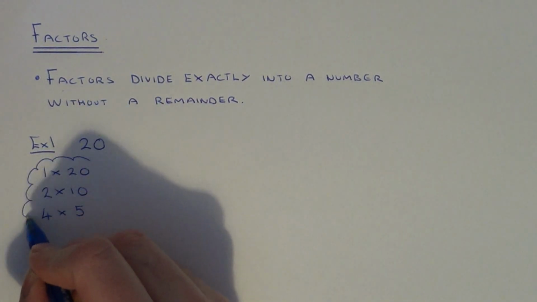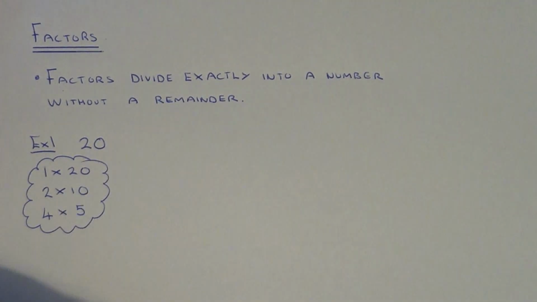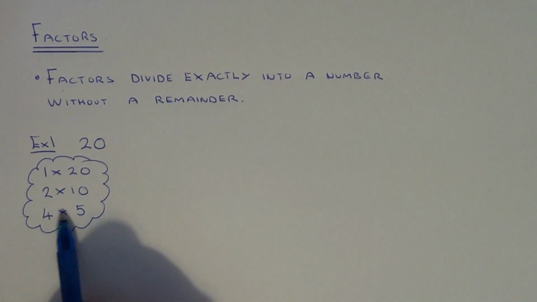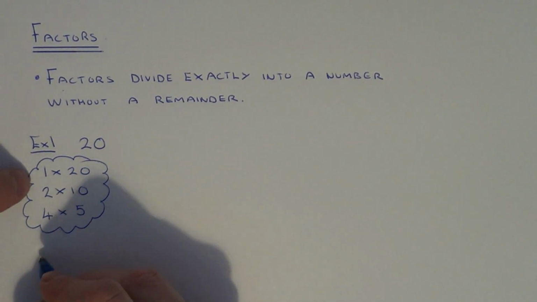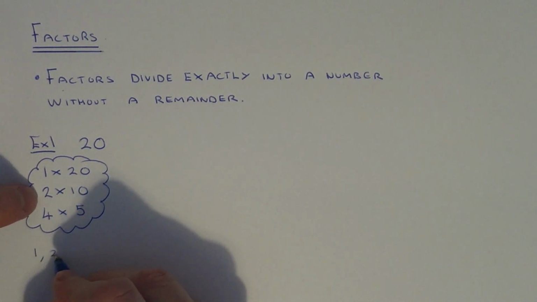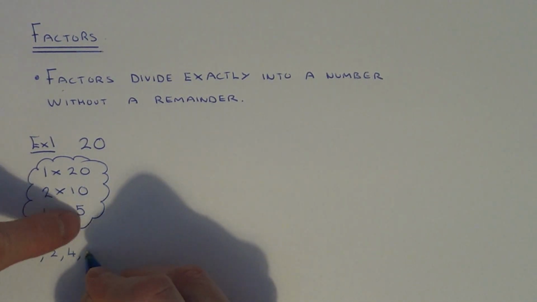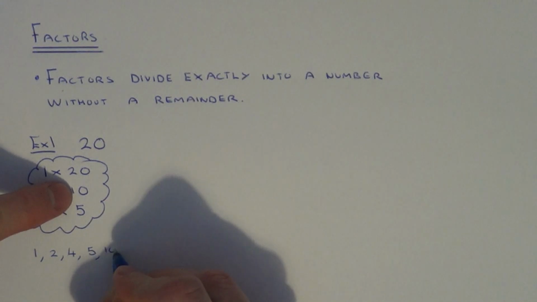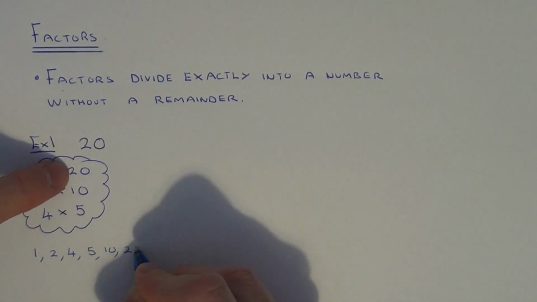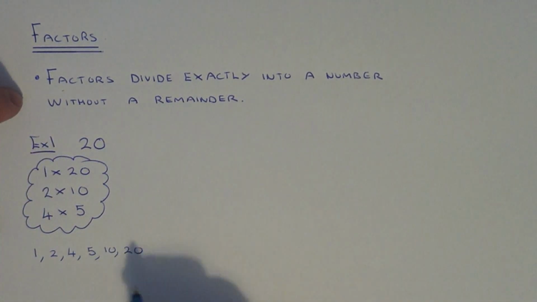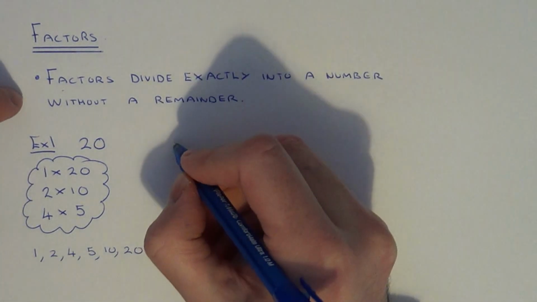So we have 3 factor pairs of 20. So all these numbers here are the factors. So 1's a factor, 2's a factor, 4's a factor, 5's a factor, 10's a factor, and the final factor is 20. So there's 6 factors of 20. Let me do another example.